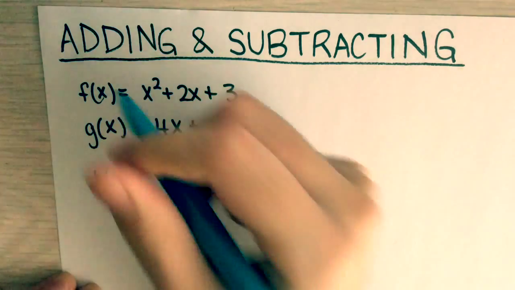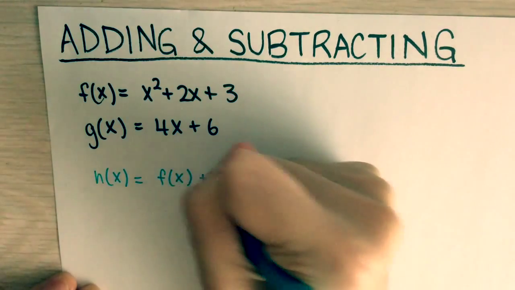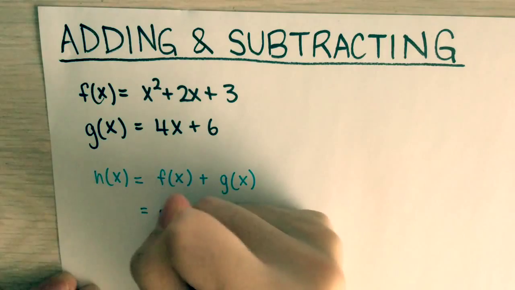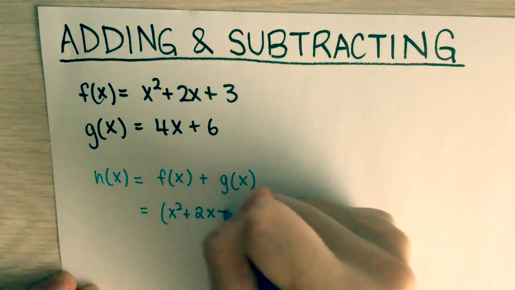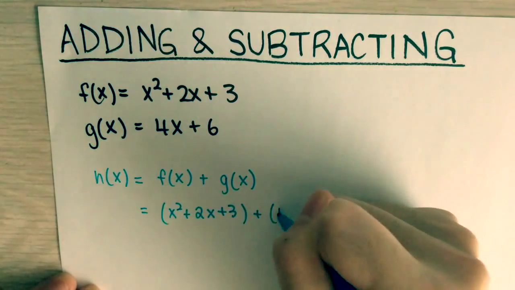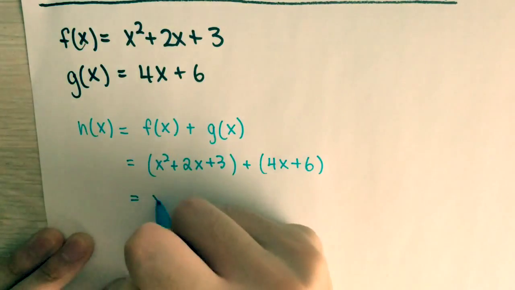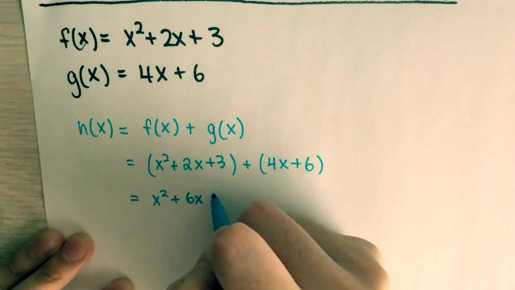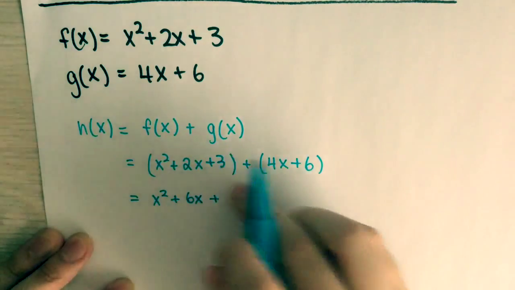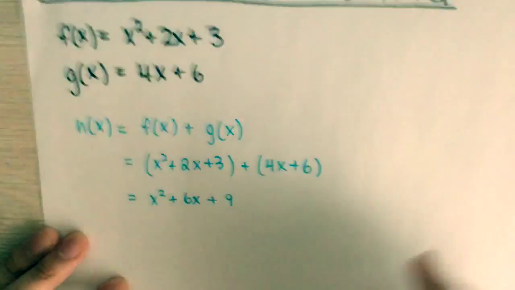So we're going to define a new function called h(x), in which we're going to add the expressions of f(x) and g(x) together. We're going to simplify it by adding like terms. So x squared plus 6x, which is 2x plus 4x, 3 plus 6 is 9.